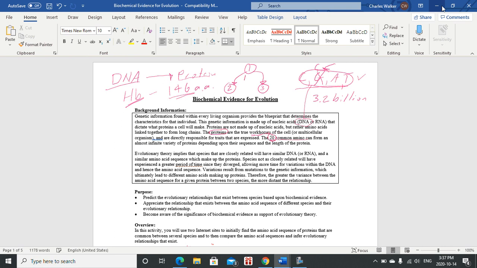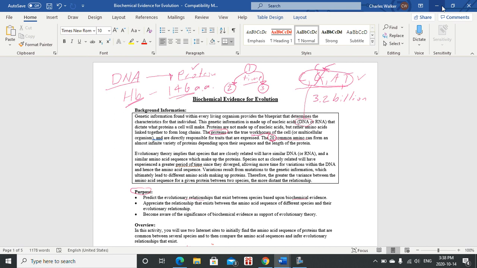So the longer this period of time, what we would expect is the more changes there would be in the genetic code. And those letters in the genetic code, of course, code for proteins. So that would also lead to changes in the protein in terms of the amino acid sequence. So that is what we're doing in this lab: we're going to compare the amino acid sequence of 8 different species. And from that, let's take a look at the purpose down here: to predict the evolutionary relationship that exists between species based on biochemical evidence.